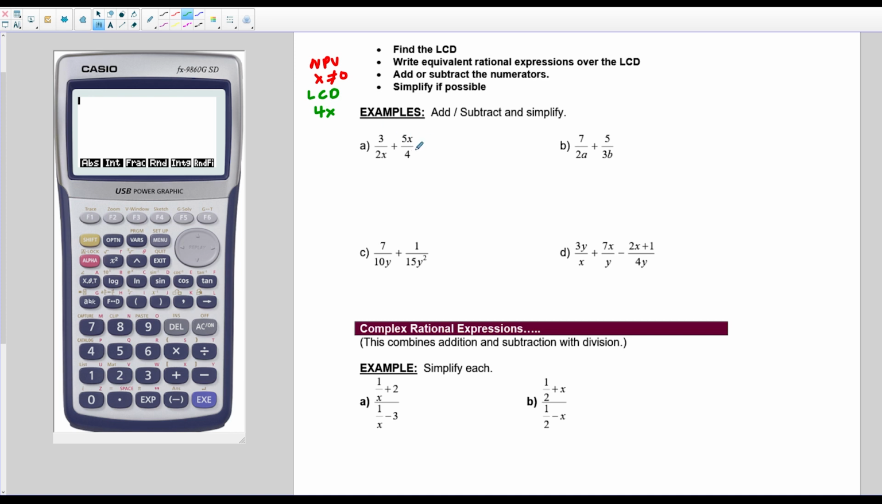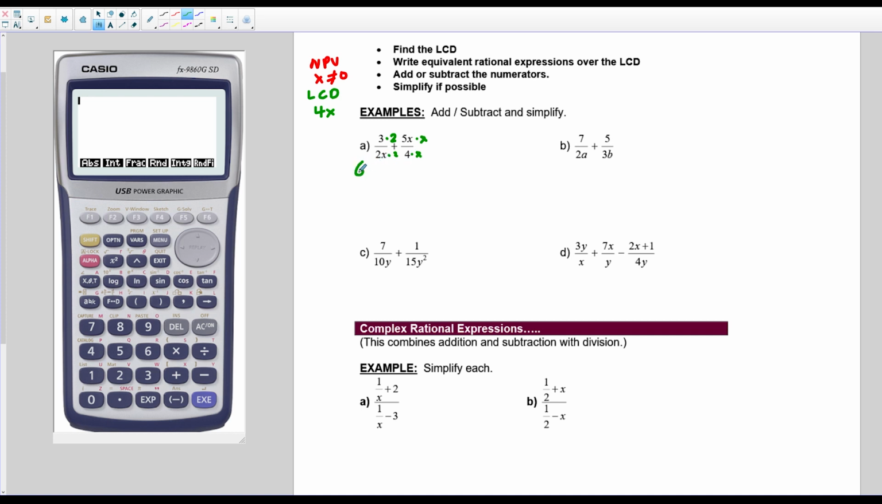So let's start with the one on the right. Down here, we're just going to need to multiply this by x. So 4 times x gives me 4x. And since I multiplied by x on the bottom, I also need to multiply by x on the top. Now for the left-hand side fraction, because I need 4x, I just need to multiply the bottom by 2. And I'm also going to multiply the top by 2.